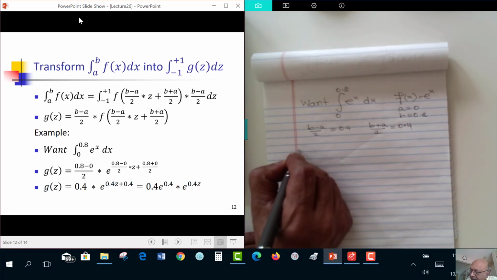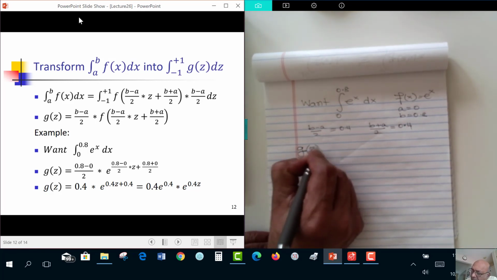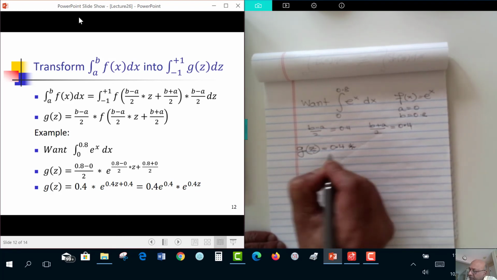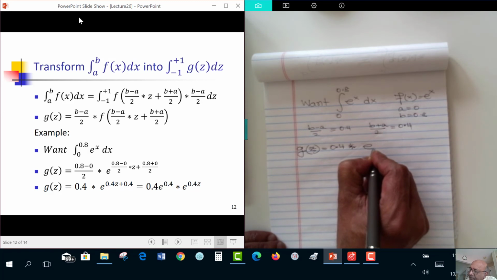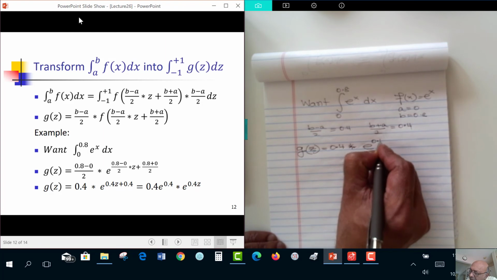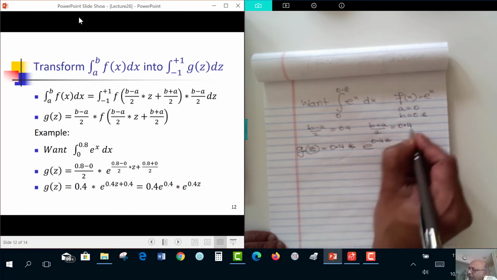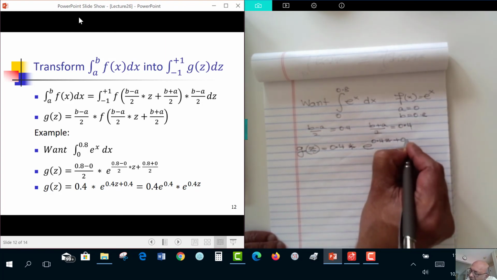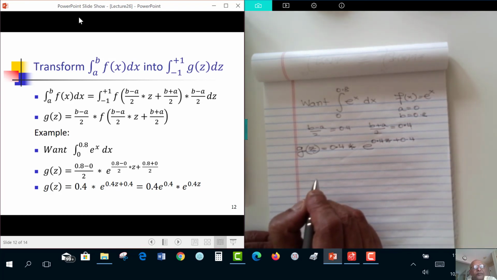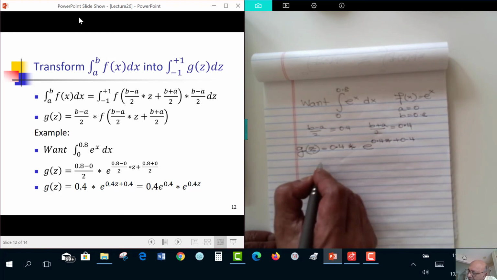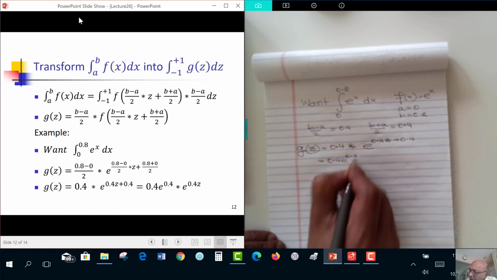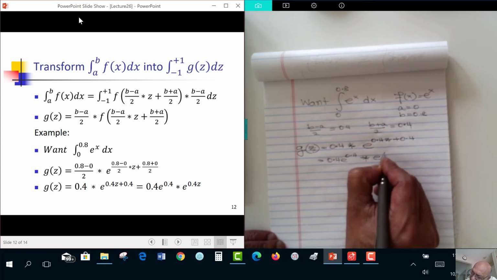Okay, so what is our g(z)? (b minus a) over 2 times the function, which is e to the 0.4 z plus 0.4, right? p times z plus q. Okay, so we can kind of simplify this. We can write this as 0.4 times e to the 0.4 z.